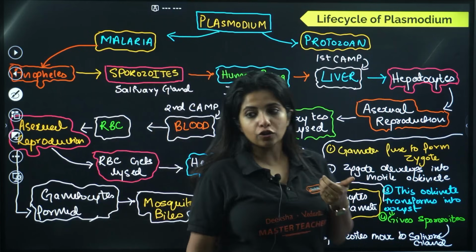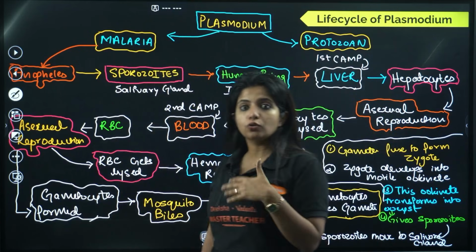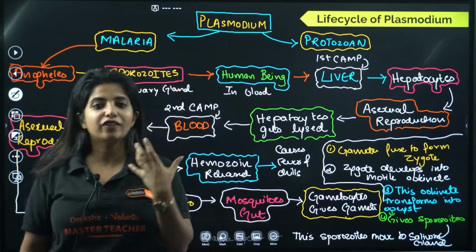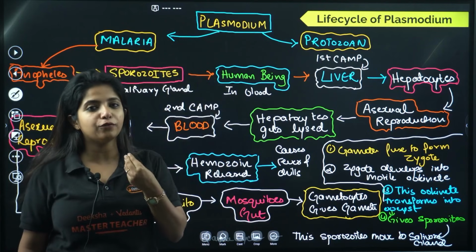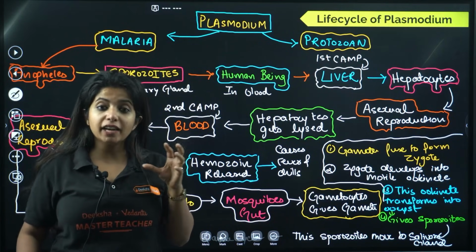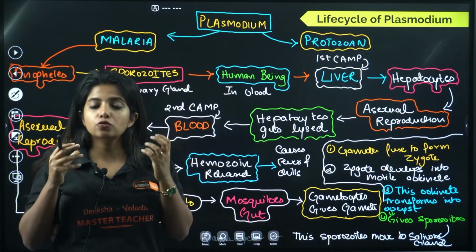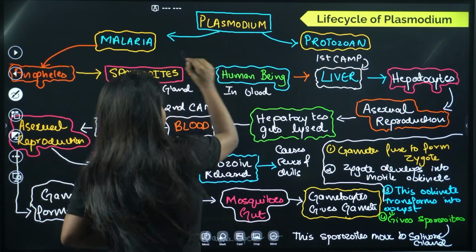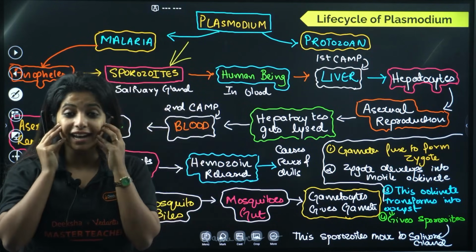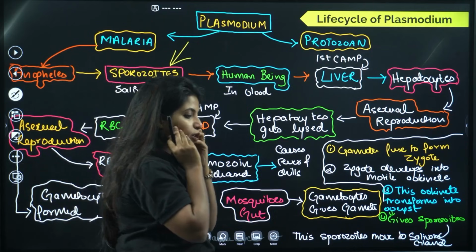It is spread through a vector whose name is Anopheles mosquito, the female Anopheles mosquito. So the female Anopheles mosquito will be having a stage of this Plasmodium which is known as the sporozoite stage. The sporozoite stage is there in the salivary gland of the Anopheles mosquito.